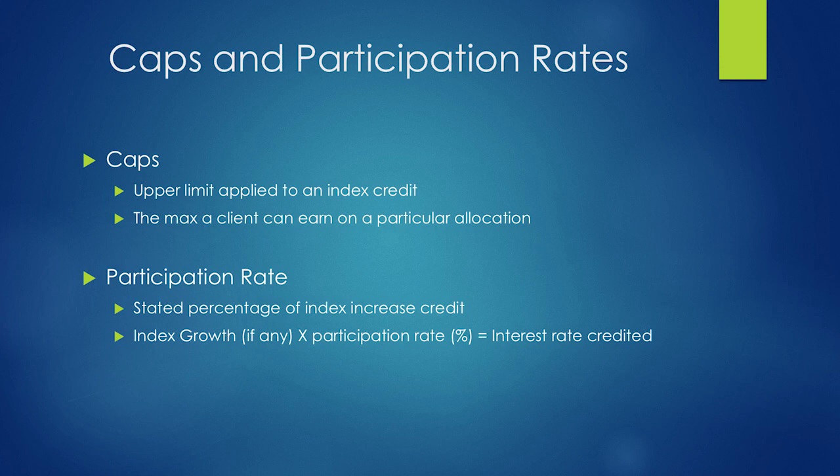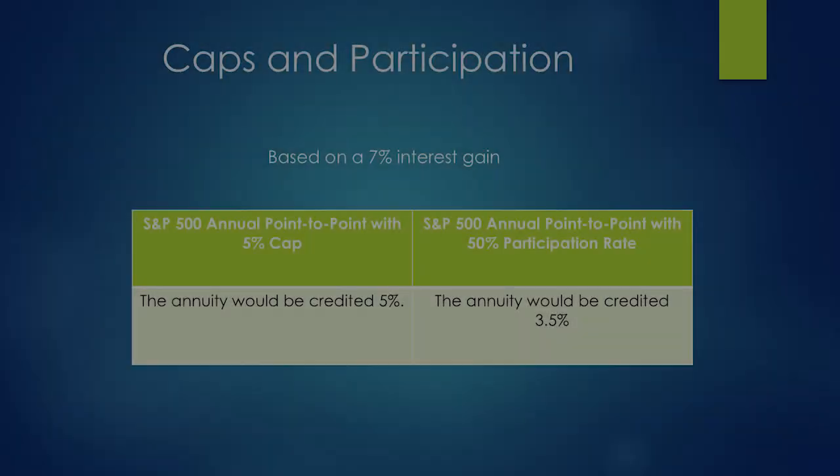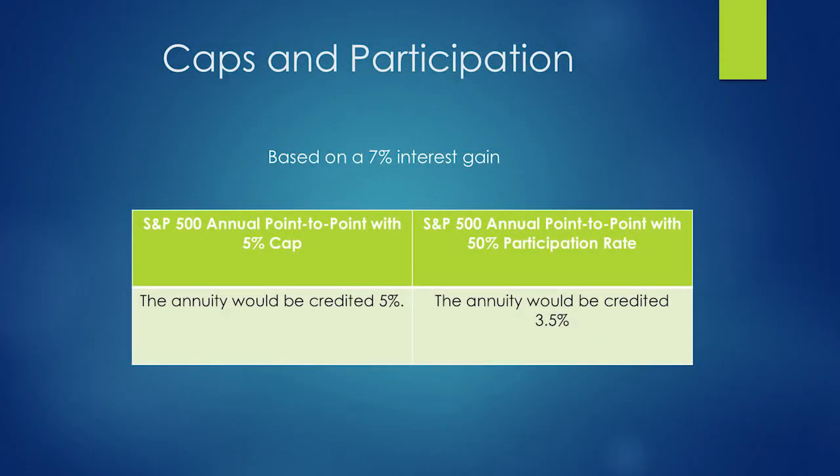Okay, so again, this is an example of what we just looked at before, the 7% and the 3.5 cap. Even though the market moved up 7, if the person had a 3.5 cap, they'd only get 3.5%.